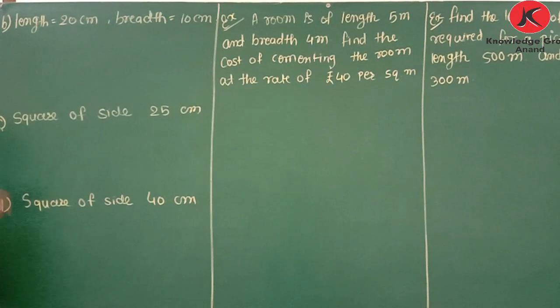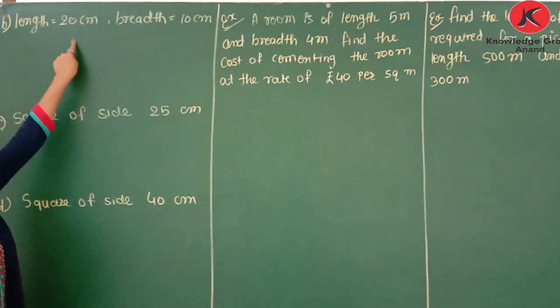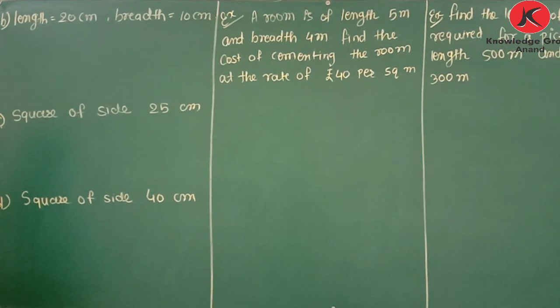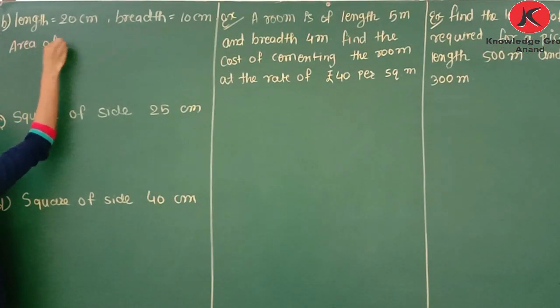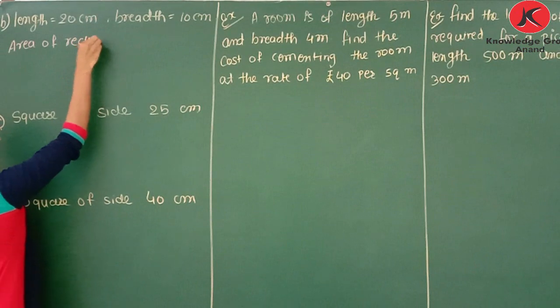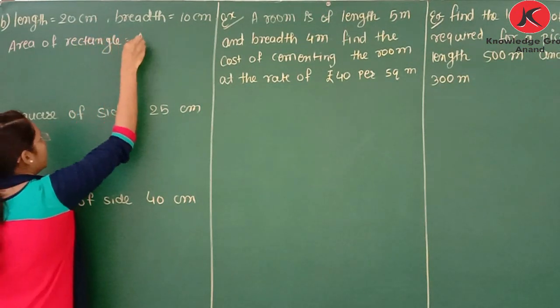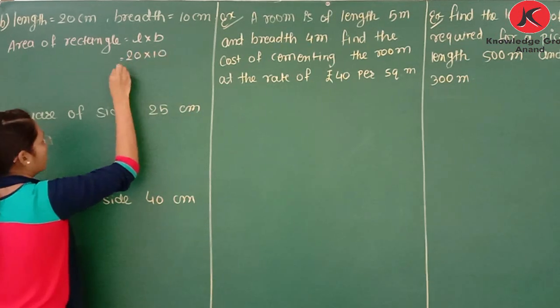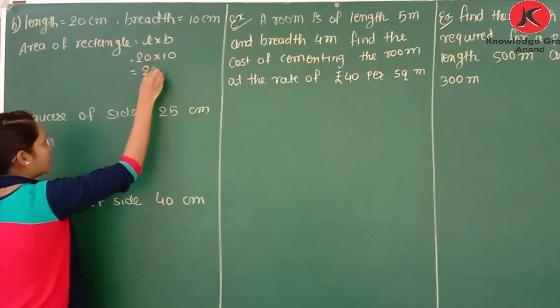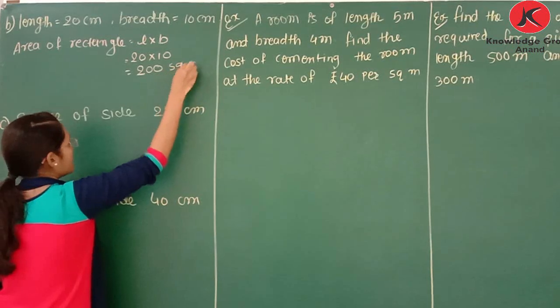Now next one. Length is equal to 20 centimeter and breadth is 10 centimeter. Find the area. So area of rectangle, that is L multiply B. 20 multiply 10. 20 multiply 10 is 200 square centimeter.